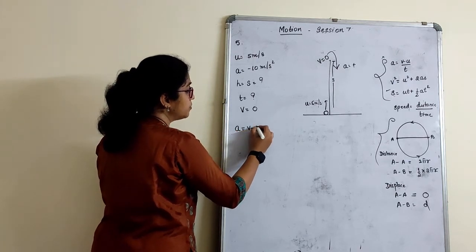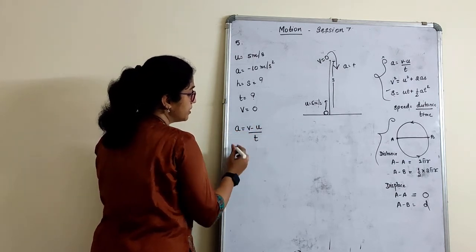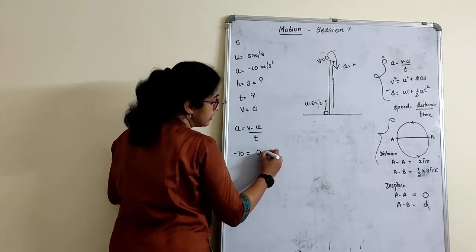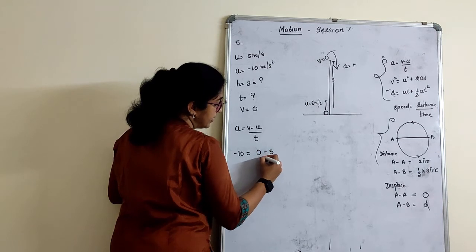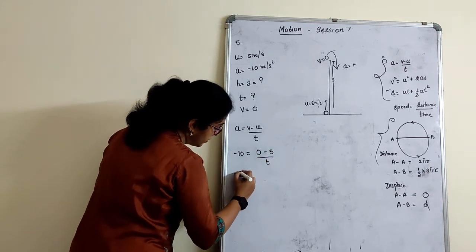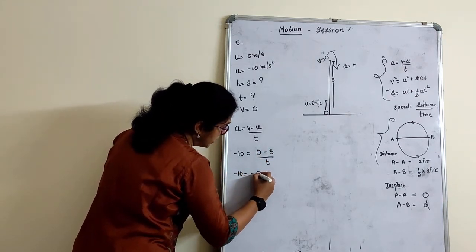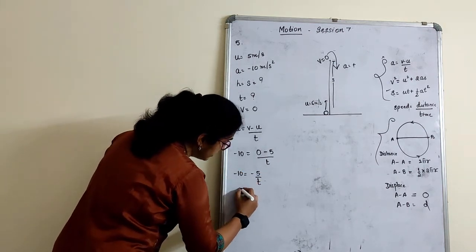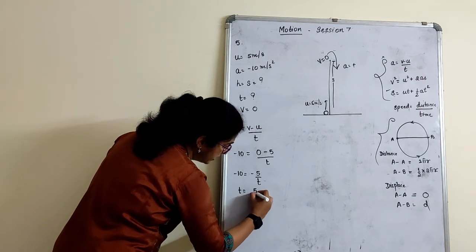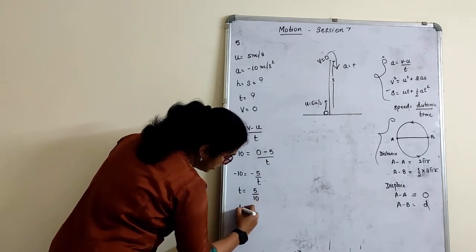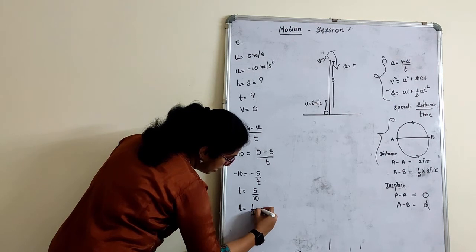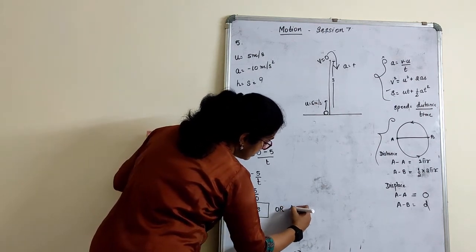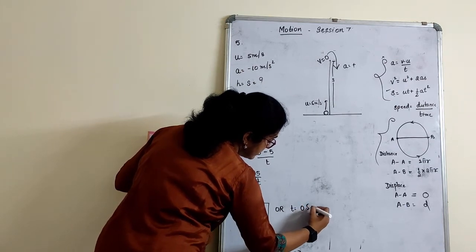A is equal to (V minus U) by T. So acceleration is minus 10 is equal to V is 0, U is 5, T we have to find out. Minus 10 is equal to minus 5 by T. So bring this T here. T is equal to, minus and minus will get cancelled, children. T is equal to half second, or T is equal to 0.5 second.